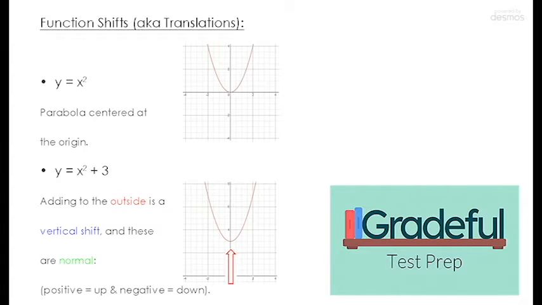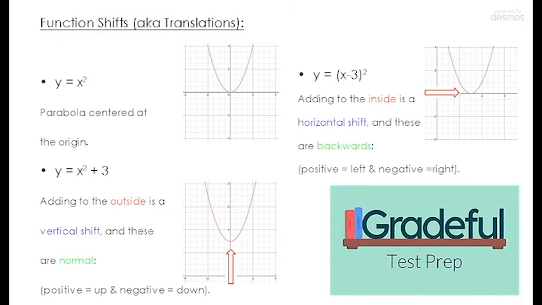So the idea there is that if I add something to the outside, so y equals x squared plus 3, it would go up 3. Or if I take away something from the outside, y equals x squared minus 3, it will go down 3. So when you add to the outside, it's a vertical shift and it's normal. Positive is up and negative is down. Now if I take the same function, y equals x squared, and I add something to the inside, that's a horizontal shift. And horizontal shifts are backwards.